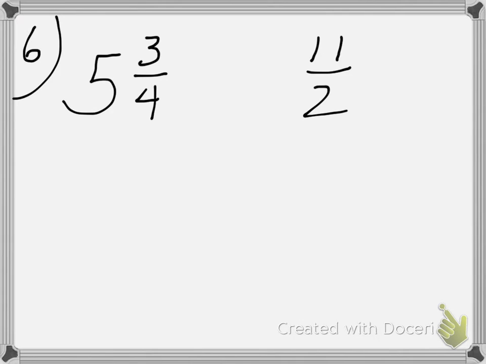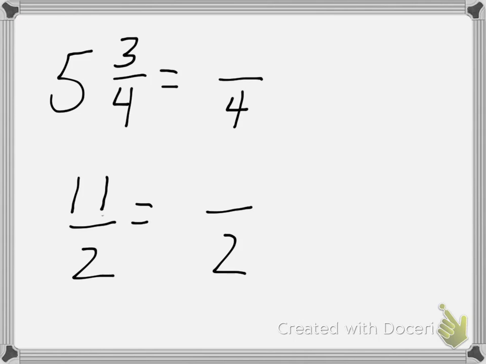For number 6, we're asked to compare two items, decide which one is the larger, and then see how much larger that one is than the smaller one. Our problem here is that one of these is a mixed number and the other is an improper fraction. So in order to compare them, we have to have them the same.